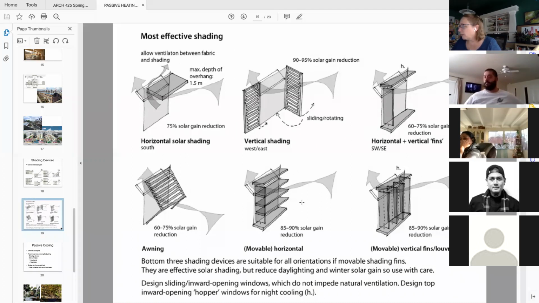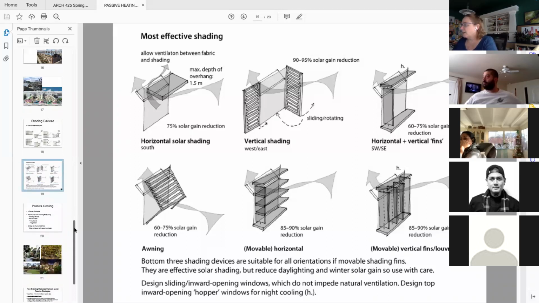Horizontal movable shades, again, an array or a pattern. Funky little louver that, this one looks like it's fixed, says it's an awning. So there's your imagination is the limit to design your control mechanism. As long as you understand where the sun is and when you want to have it.